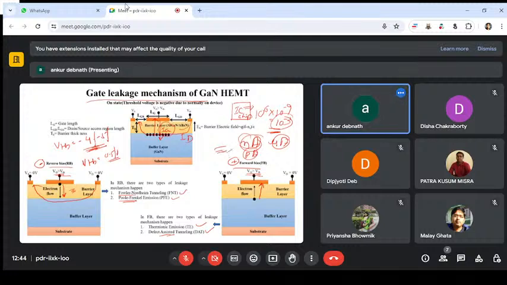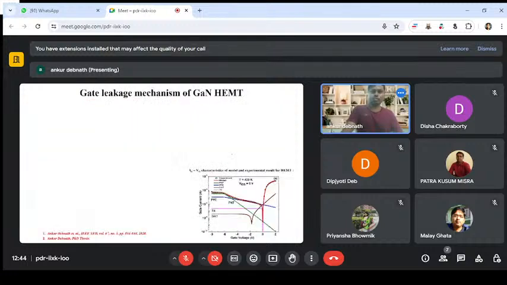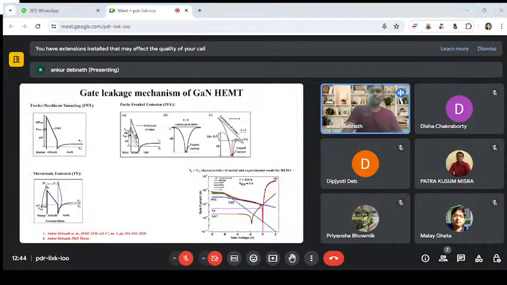So that's the very important thing, this phenomenon or mechanism that we always need to study and analyze in industry. And I will also give another example. So these are the different leakage mechanisms. I will not go into these details. The energy band diagram I have shown here.